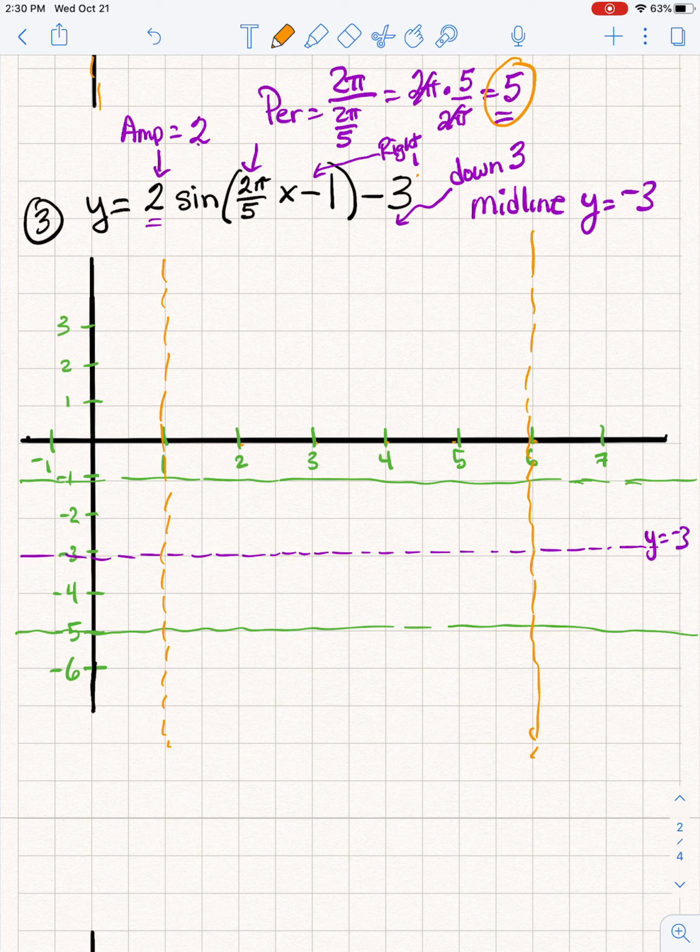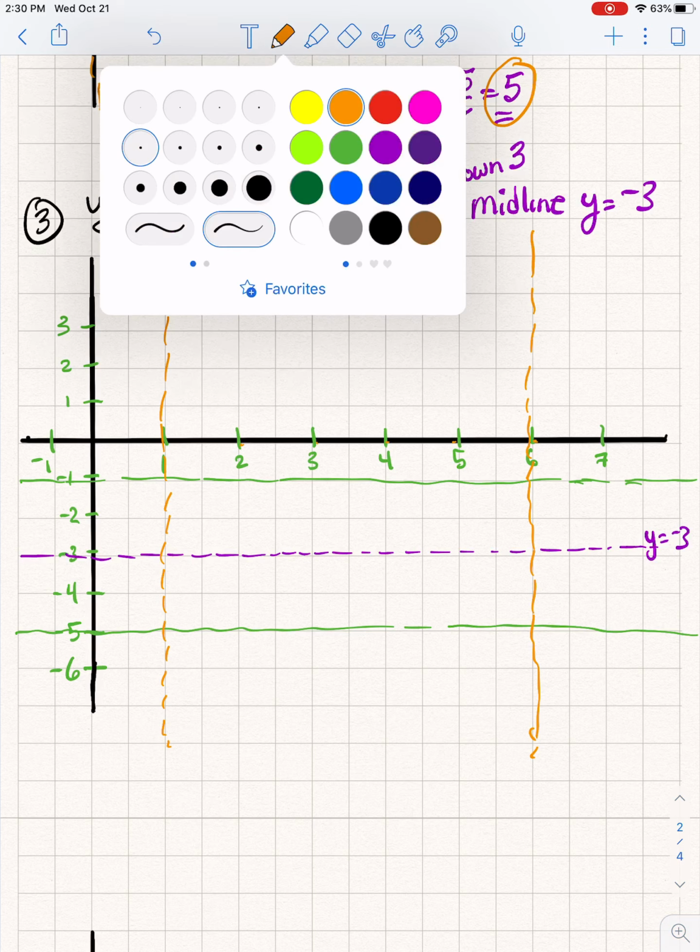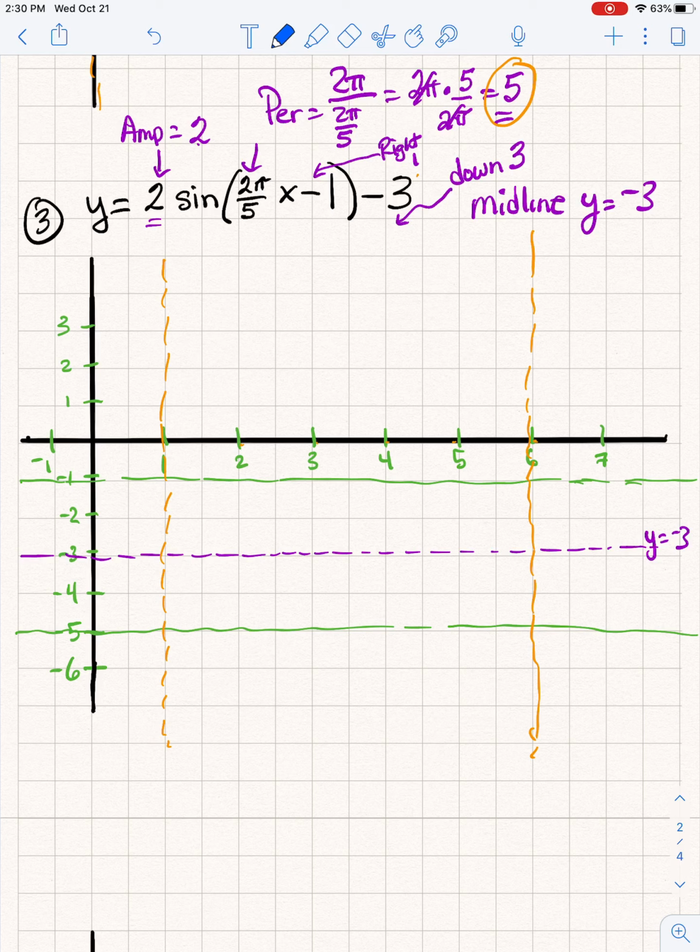Okay, now here we go. We're going to try and get our graph going here. Okay, so on the midline, we plot our zeros, the beginning and the end, because we've got the sine graph. Okay, halfway between 6 and 1. Well, let's think where that would be. If we're at 6, about 3.5. Yep, that's right. We'll have the other 0.